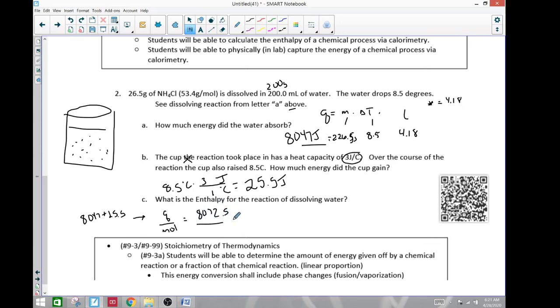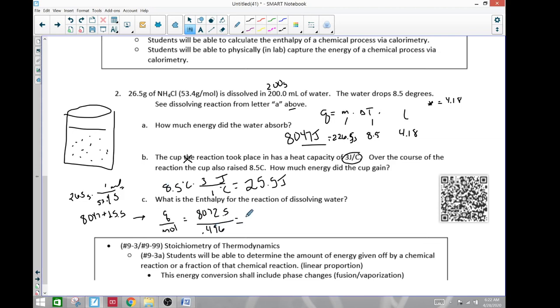8,072.5, and then the moles, we've got to get here. Okay, so 26.5, that's the molar mass. That's awfully close to half. Let's calculate. So we've got 26.5 grams. Get rid of grams, you go to moles. 1 mole is 53.4. So we're dividing, and we get 0.496, probably could be considered 0.5.